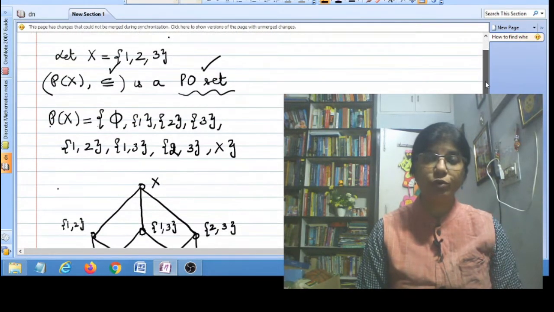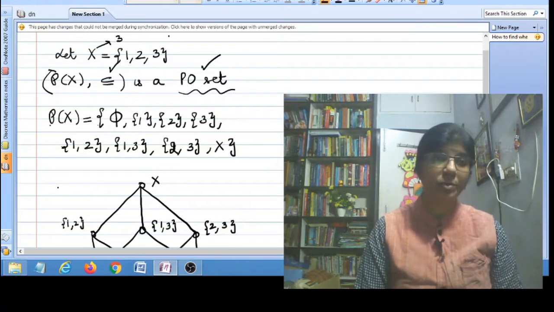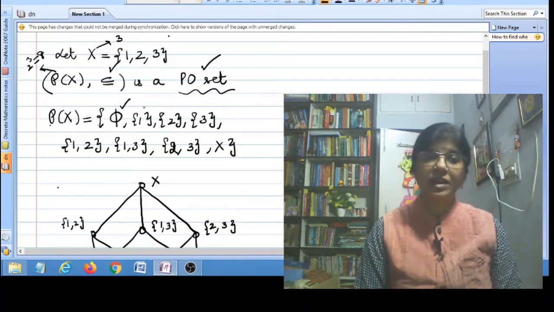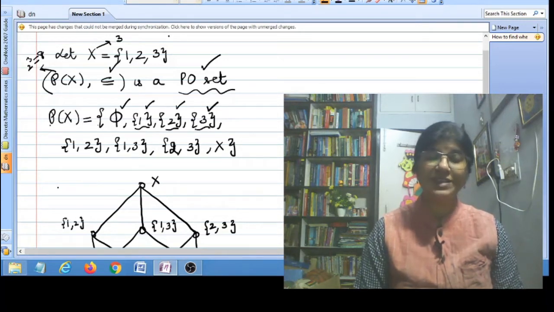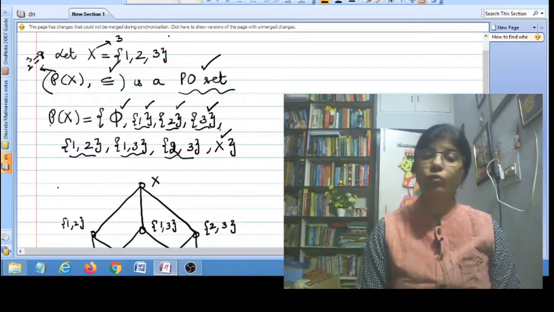Now, if you precisely write the elements of the power set of X, then because X has three elements, the power set, which is the set of all subsets of X, has 2 to the power 3, which is 8 elements. And these 8 elements are precisely these: the empty set phi, then singletons, that is the subsets of X having one element each, the set 1, the set 2, the set 3, and then the subsets of X having 2 elements each, which means the set 1, 2, set 1, 3, and set 2, 3, and the set X itself consisting of all 3 elements.